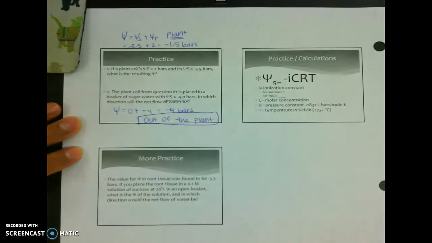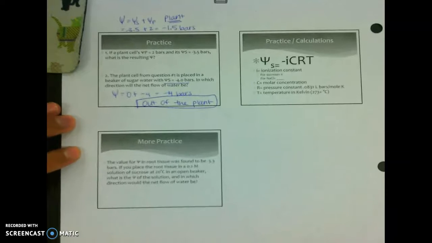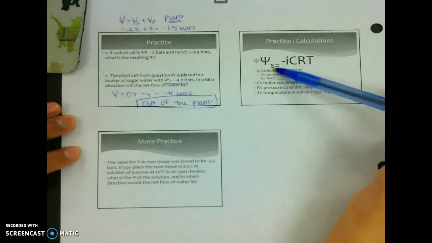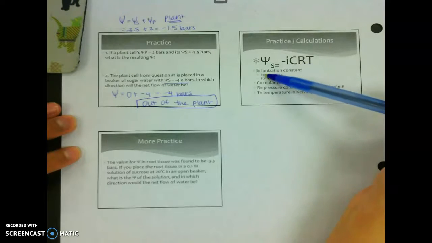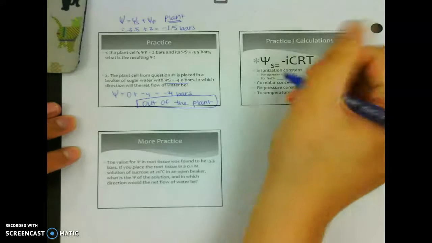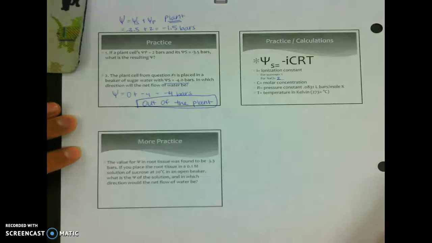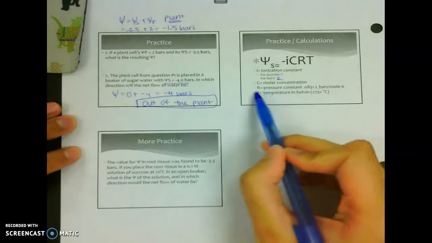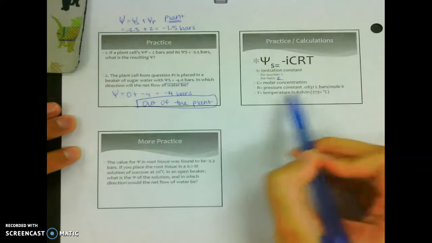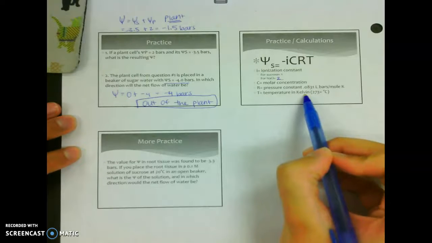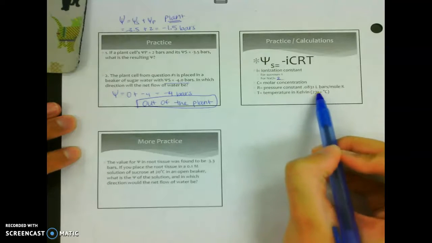We have one more fancy new formula to learn. Our solute potential is going to equal negative iCRT. So our negative i is just our ionization constant. For sucrose, it's 1 because sucrose isn't going to fall apart in water, but salt will fall into its 2 pieces. So for salt, our ionization constant is 2. C is just our molar concentration. R is our pressure constant, which is always going to be 0.0831. And then our temperature is going to be in Kelvin. And to convert from Celsius to Kelvin, we're just going to add 273.